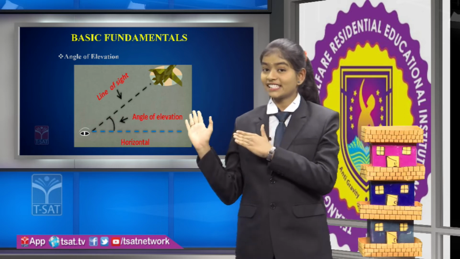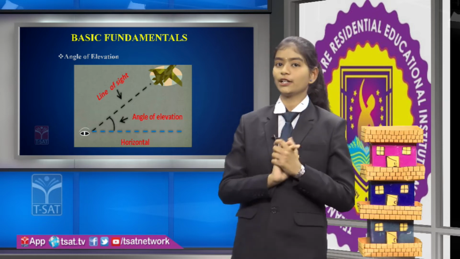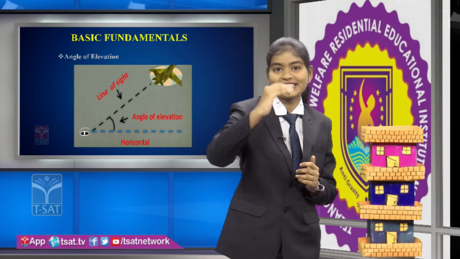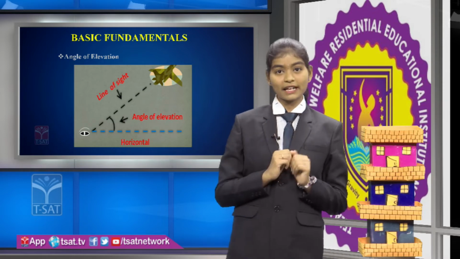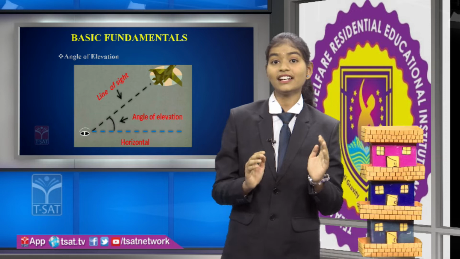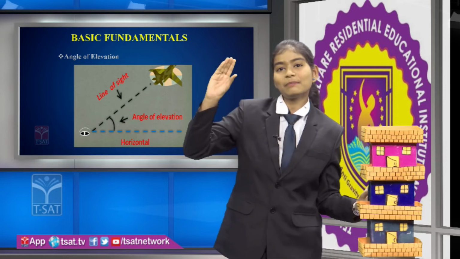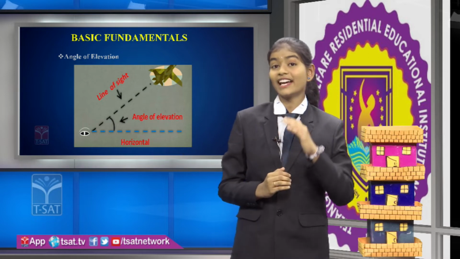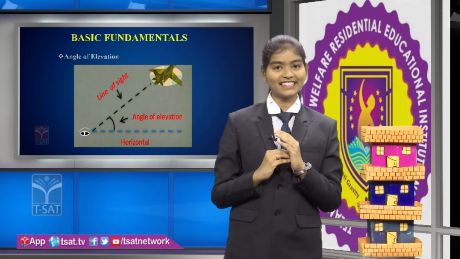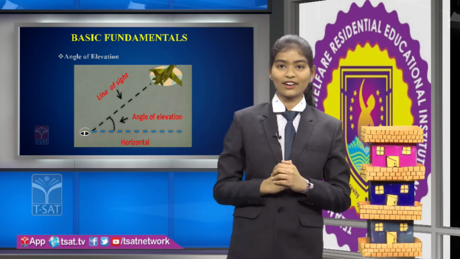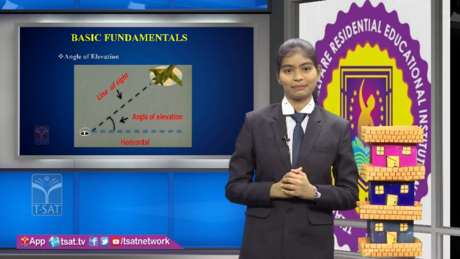Friends, as you can see in this figure, imagine that an observer is standing on a building. He is looking horizontally. So, he should raise his eyes to see the airplane going in the air. Here, the line of sight is formed between the observer's eye and the airplane. So, the angle between the line of sight and the horizontal line, which is above the horizontal line, is called angle of elevation. Now, let us know what is angle of depression.